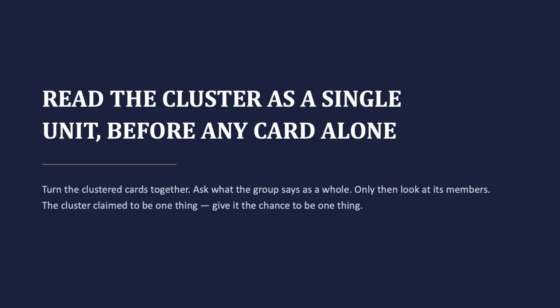Why does the order matter so much? Because of what the cluster claimed. It claimed to be one thing. If you immediately break it apart into its members and read them one at a time, you have refused the claim before you ever tested it. You have quietly decided that these are 3 separate cards that happen to be near each other, and that is a conclusion arrived at without evidence in the first 2 seconds.